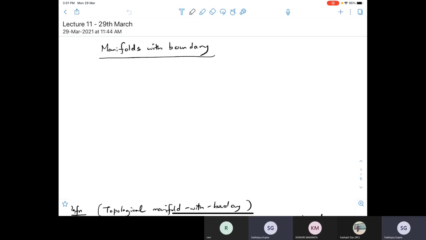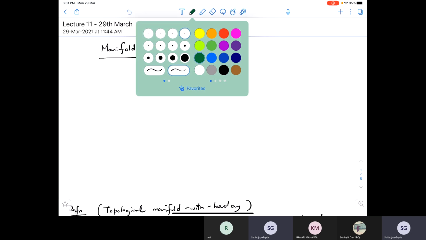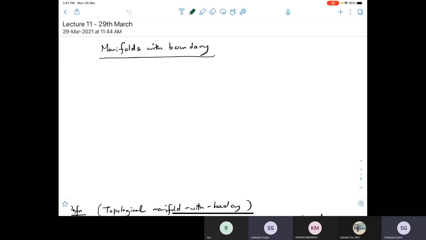So before we move on to the next topic, vector fields and so on, I wanted to formally introduce manifolds with boundary. This is something that will show up quite a lot later on, and this is something we need.